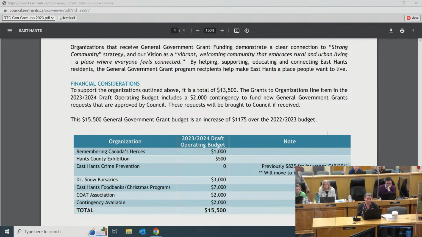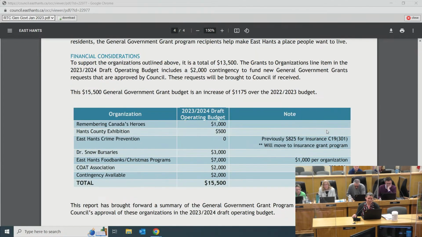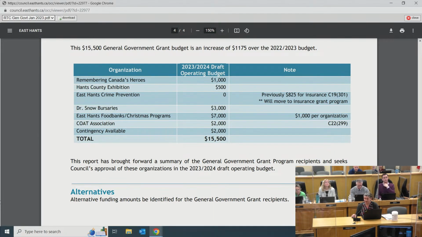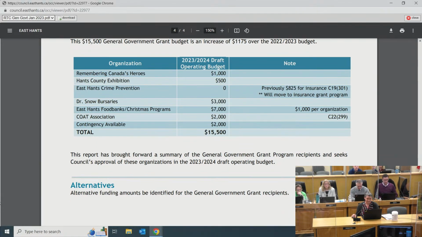That includes $2,000 contingency for $15,500, which would be $1,175 over last year. So we're adding the Coat Association and taking out the East Hants Crime Prevention because they would be eligible through a different program. And as always, the funding amounts could be identified in other ways by council as an alternative.